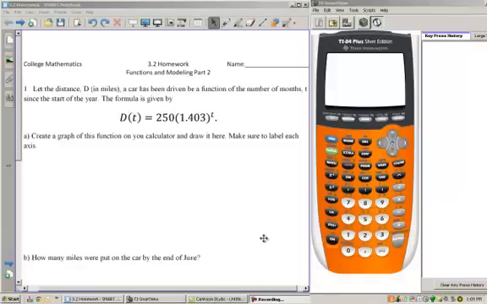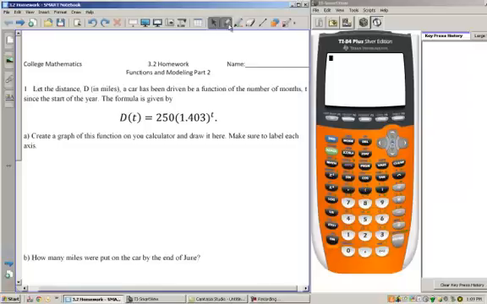This is 3.2 homework, functions and modeling part 2. So the point of this session is to try to figure out how to use our calculator to graph a formula, and then how to use that graph to plug in values into the formula when we plug in for the input, and then to solve for t in this case, or solve for the input when we plug in for the output.